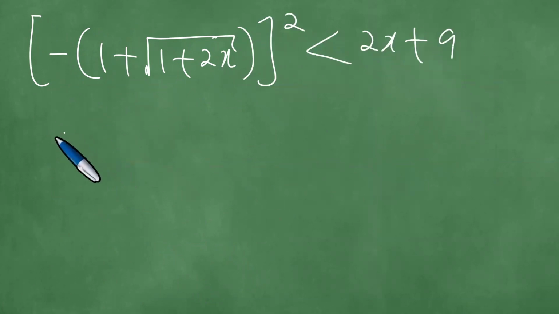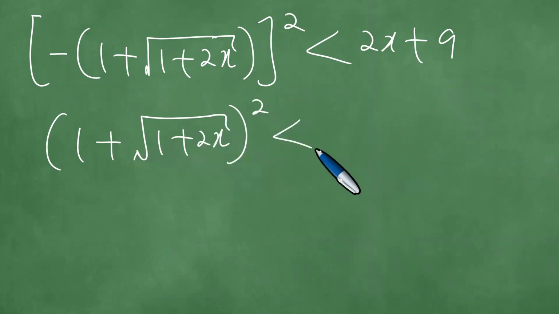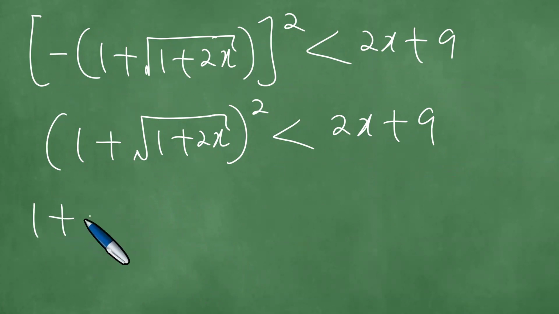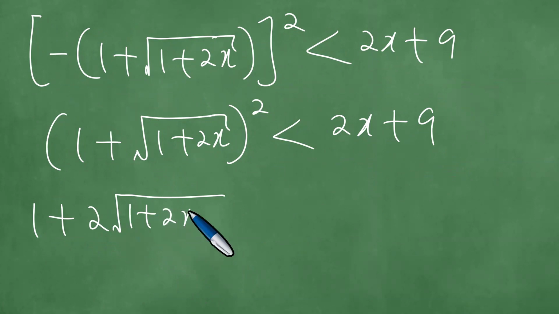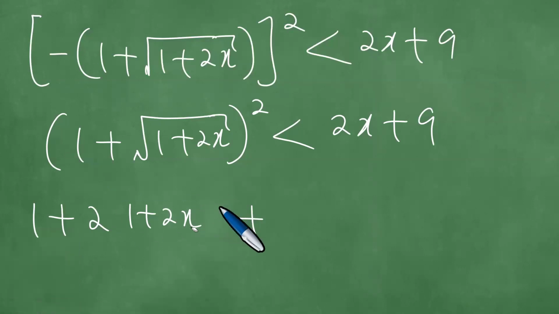And we square this: 1 plus the square root of 1 plus 2x, squared. And this is less than 2x plus 9. Okay, we perform the square and evaluate the square on the left side of the inequality, getting 1 plus 2 times the square root of 1 plus 2x plus 2x.